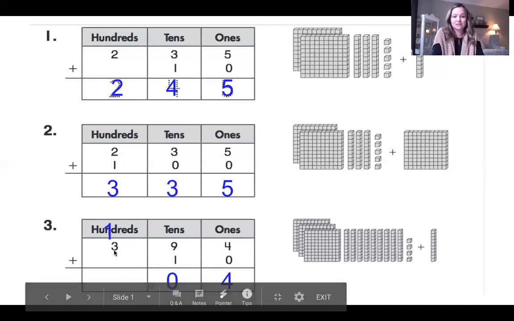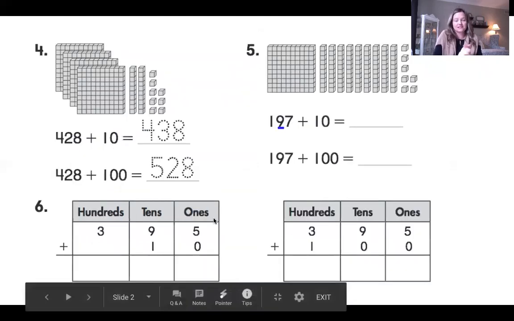And 3 plus 1 is 4. 3 plus 1 is 4. So my answer would be 404. Okay? Now let's look at this.